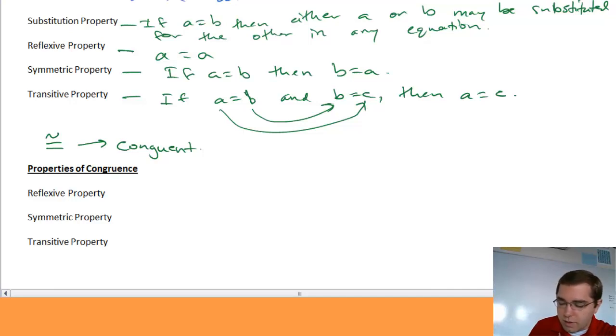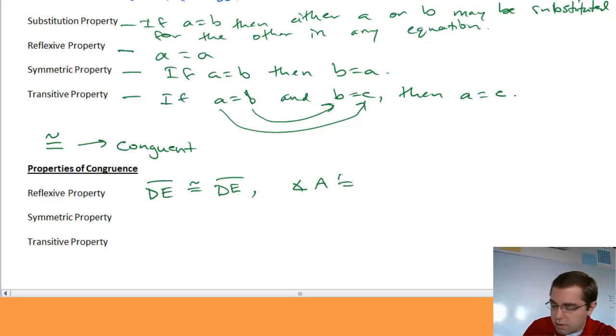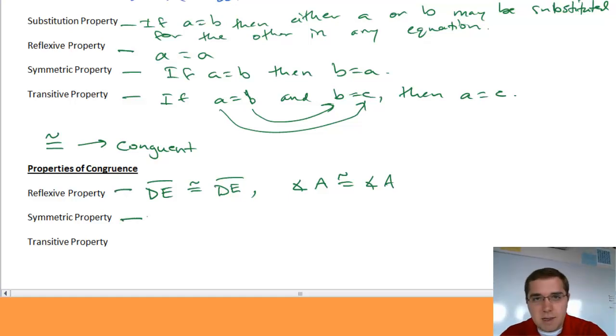So the reflexive property of congruence says, for example, segment DE is congruent to itself, segment DE. Or angle A is congruent to angle A. Something is congruent to itself because it's clearly the same size and same shape as itself. That makes sense. It seems weird that we have to state that, but if we don't state it, we can't use it.